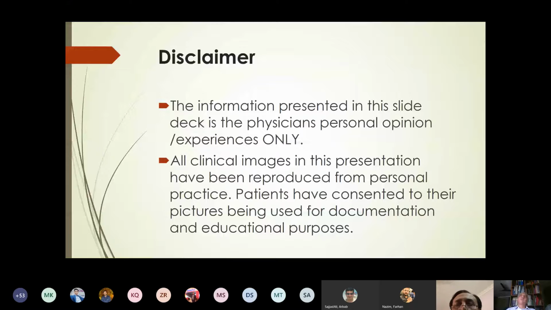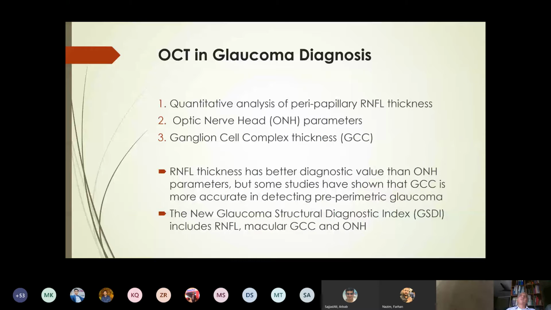When we are going for OCT in glaucoma diagnosis, there are three things which we want to see: quantitative analysis of peripapillary retinal nerve fiber layer thickness, optic nerve head parameters, and ganglion cell thickness. Retinal nerve fiber thickness has better prognostic value than optic nerve head parameters, but some studies have shown that GCC is more accurate in showing pre-perimetric glaucoma, meaning that you diagnose glaucoma before the visual field defects show up. The new glaucoma structural diagnostic index includes retinal nerve fibers, macular GCC, and optic nerve head.